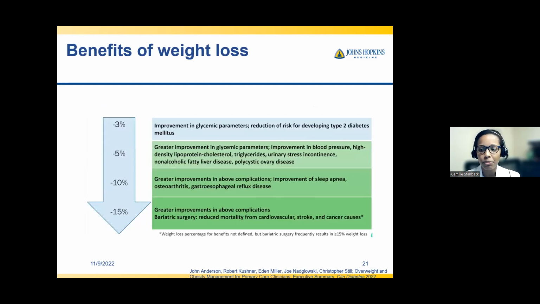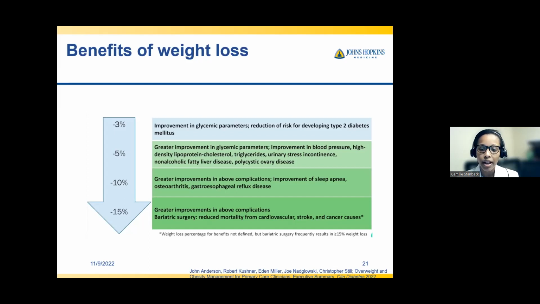Now that we've reviewed the importance of recognizing obesity and diabetes and their key complications, now I will review the benefits of weight loss. I'll start by reviewing the concept of incremental weight loss because it's so important. With only minimal weight loss of about 3%, we can already start to see improvements in glycemic parameters such as blood sugars, as well as a decreased risk of type 2 diabetes and prediabetes. With greater weight loss, we of course see greater improvements in health.